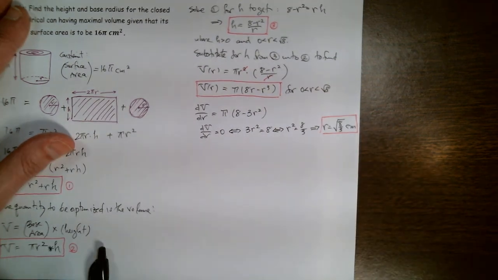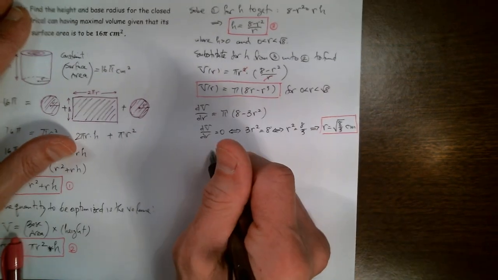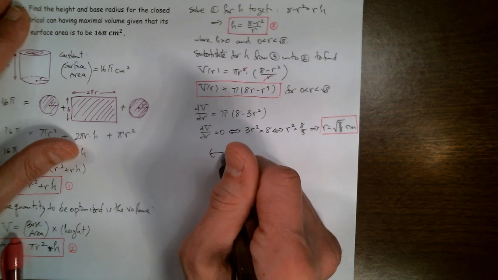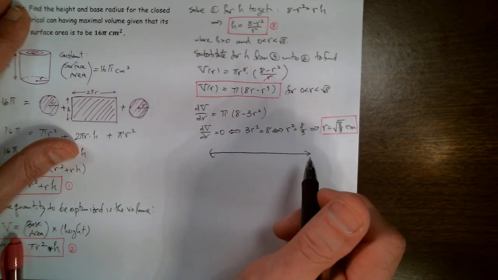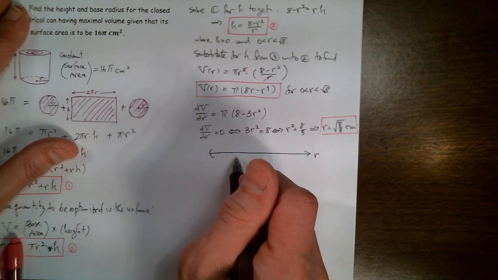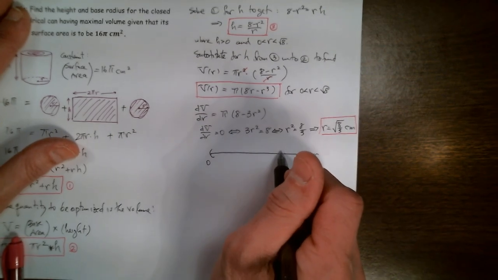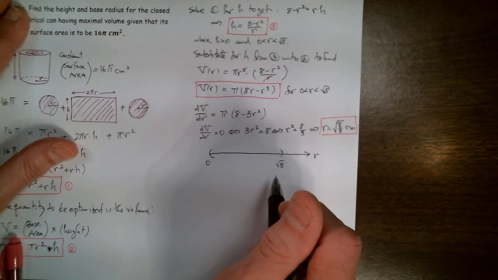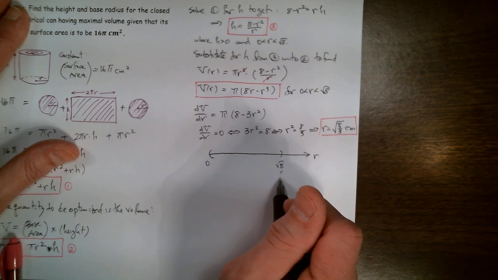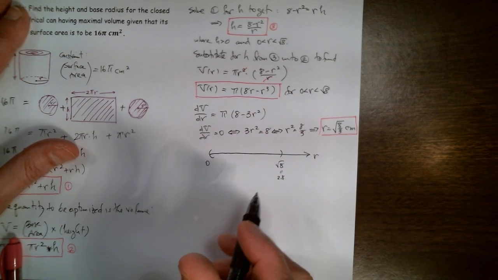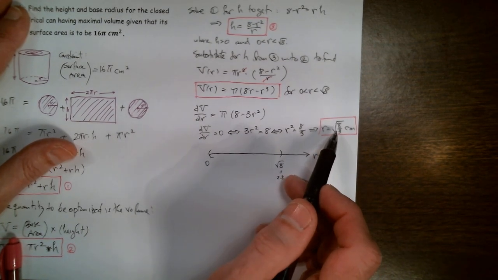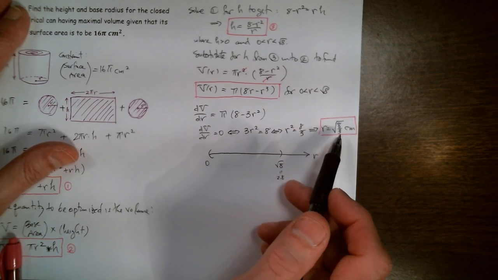Okay, and we use that critical number to split the range of r, which was between 0 and the square root of 8. And the square root of 8 is roughly 2.8. Okay, the square root of 8/3 is about 1.6.